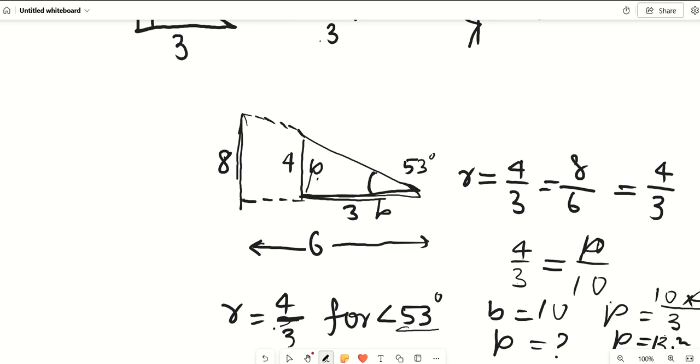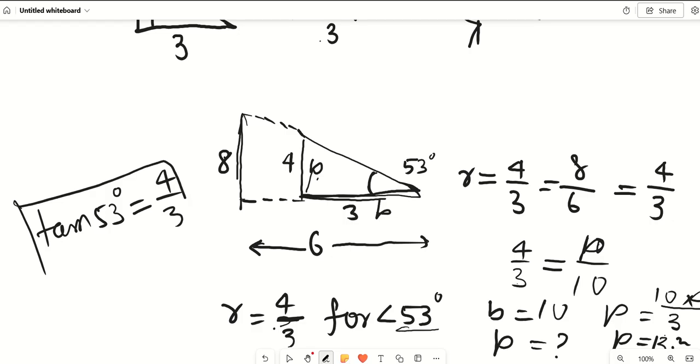So we have known that one ratio. Basically, this ratio is known as tan 53, that is 4 by 3. Let's recap this. Tan is the ratio for what? Perpendicular by base.